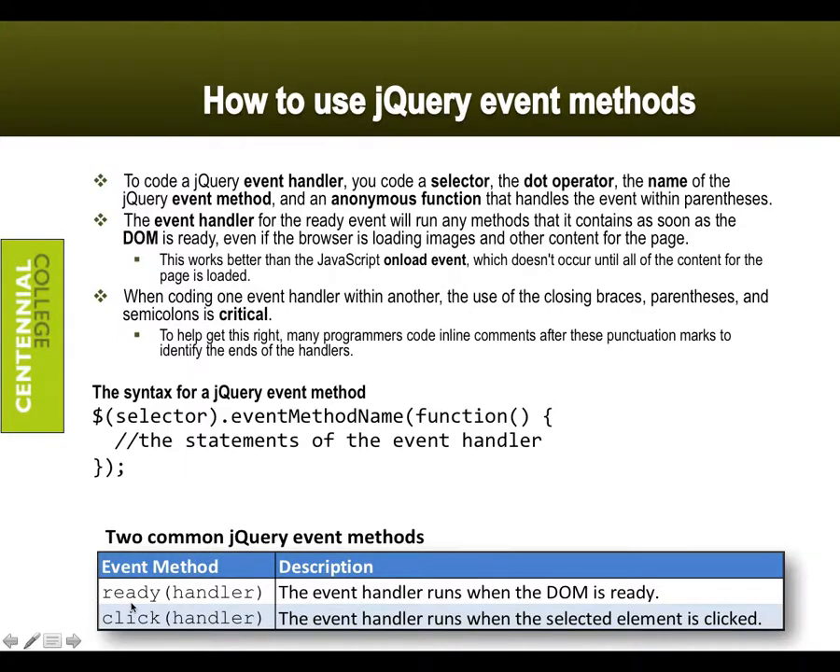So there's a couple of methods. The .ready event handler runs or triggers when the DOM is ready. So I can listen for the DOM being ready, when my page loads, and as soon as my document is ready, I can fire it and go. The other one is on click. So if I click on a particular element, like a paragraph tag or a button or something else, I can create a click handler or a click event.